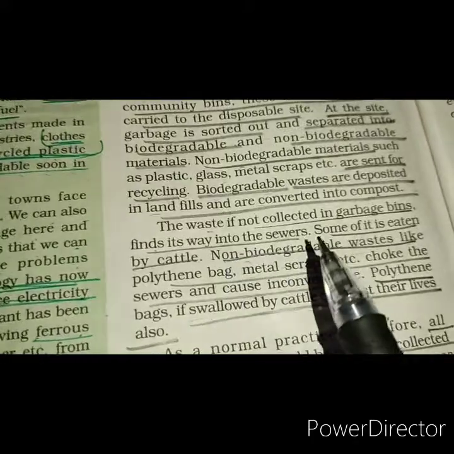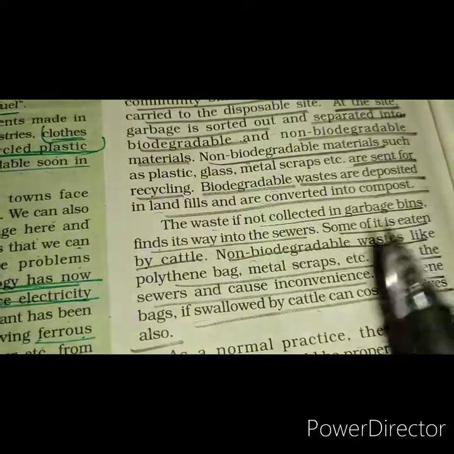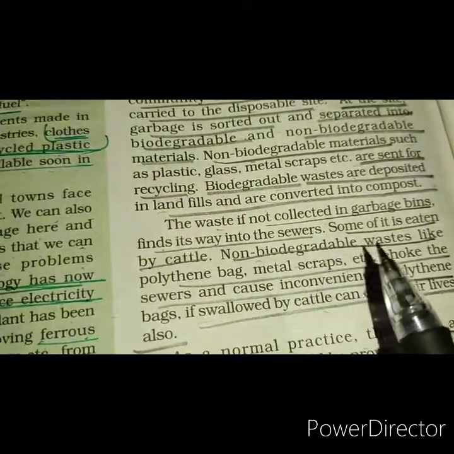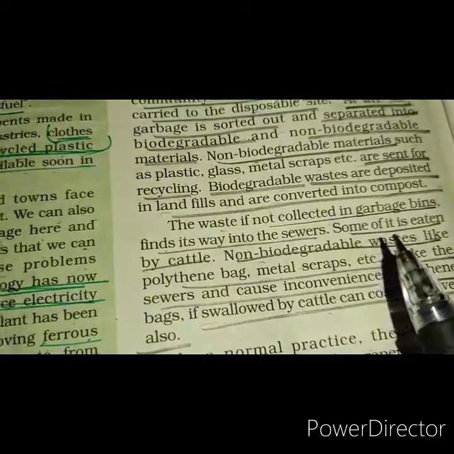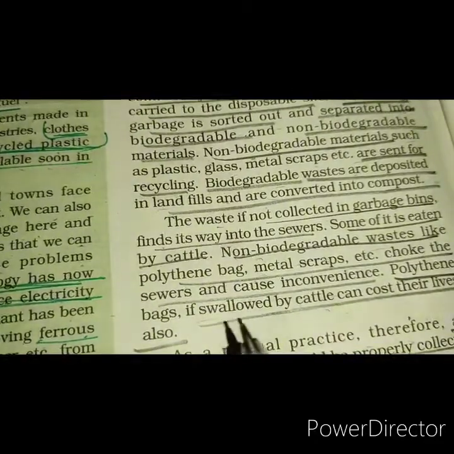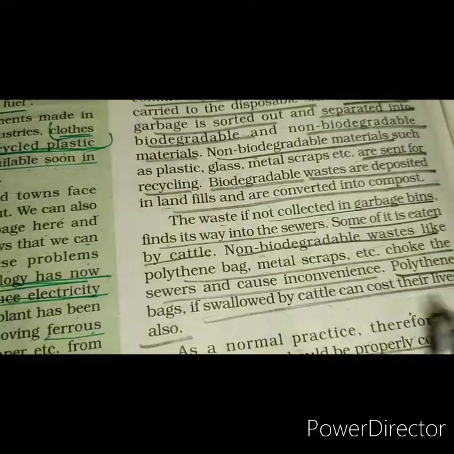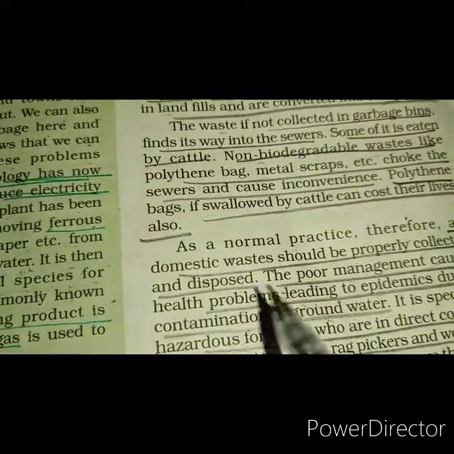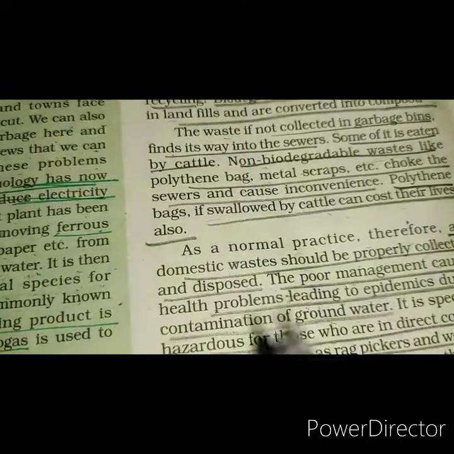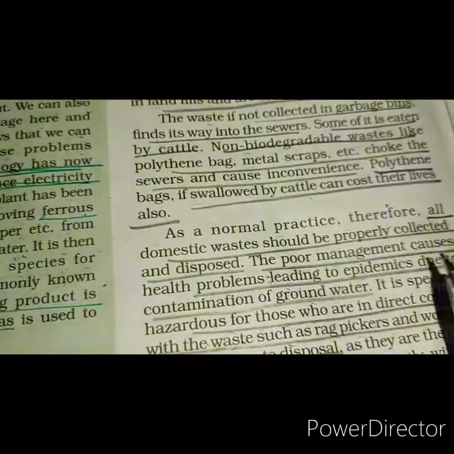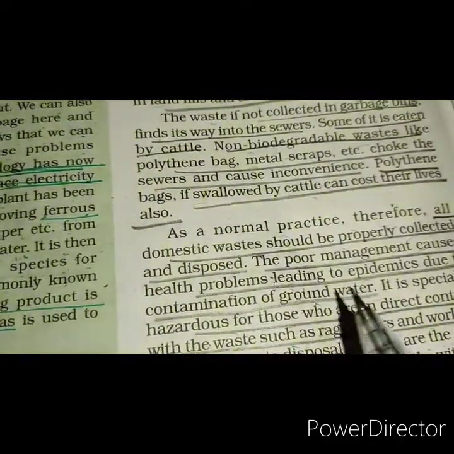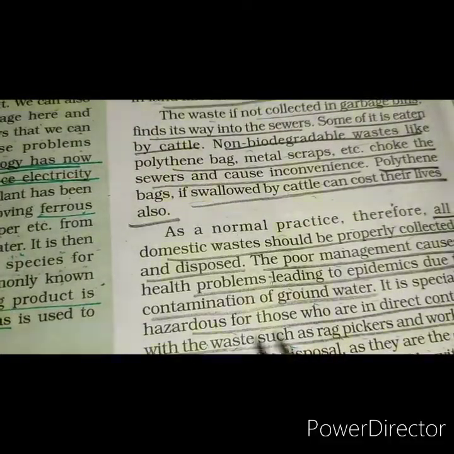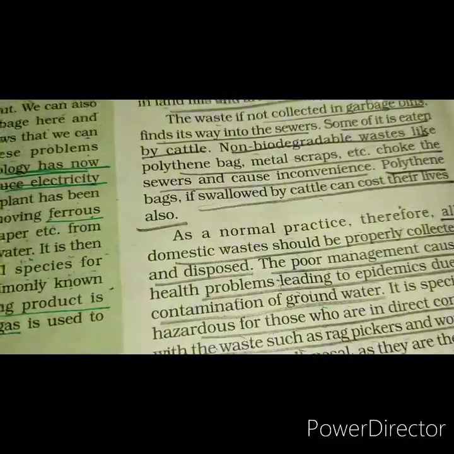The waste, if not collected in garbage bins, will go into the sewers, and sometimes it can be eaten by cattle, which can cost their lives. So all the domestic waste should be properly collected and disposed. Poor management causes health problems, leading to epidemics due to contamination of the groundwater.